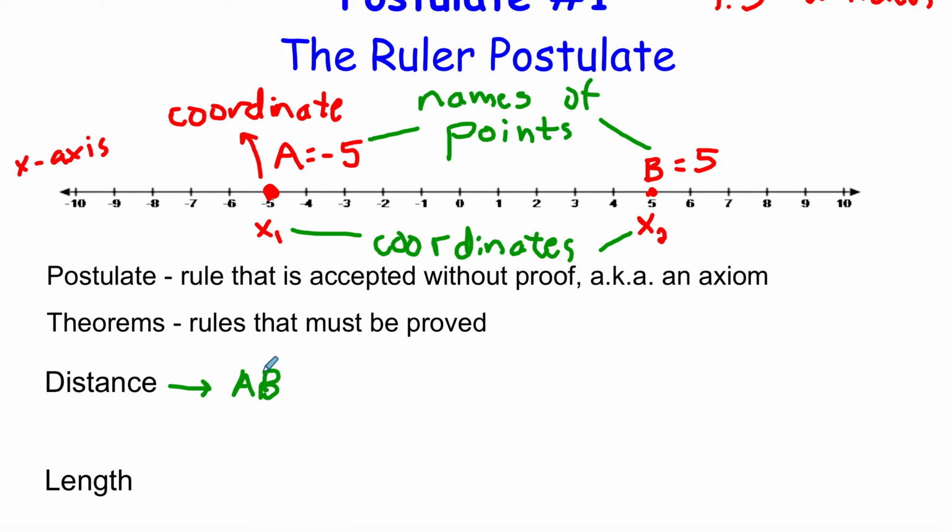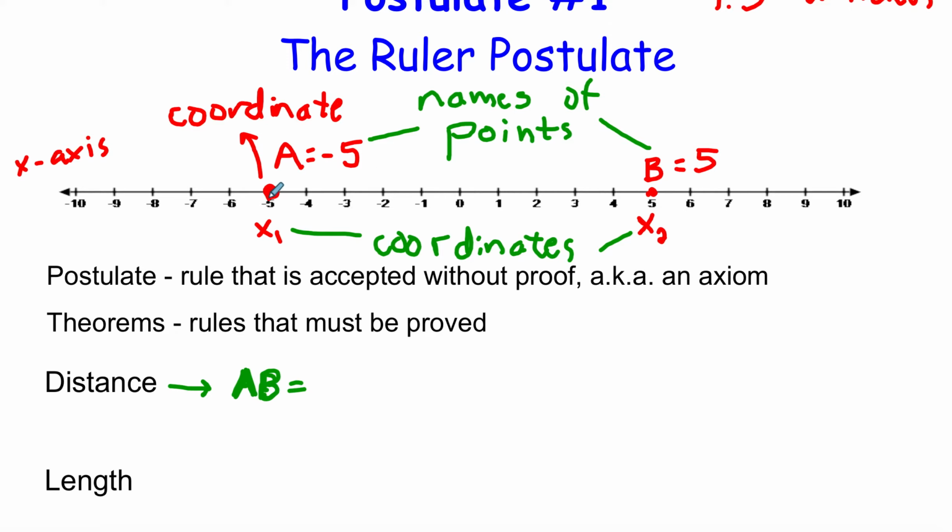This refers to the distance between A and B. When I write A and B together, that refers to the distance between points A and B. And you can see that here, it's easy to figure out what AB equals. Let's just count the number of points that they are apart from each other.